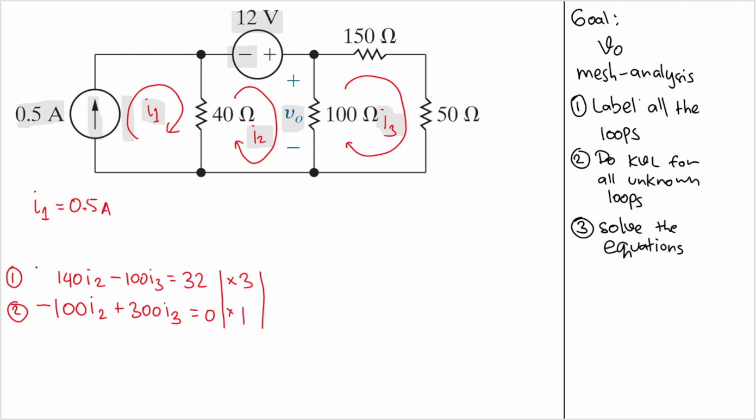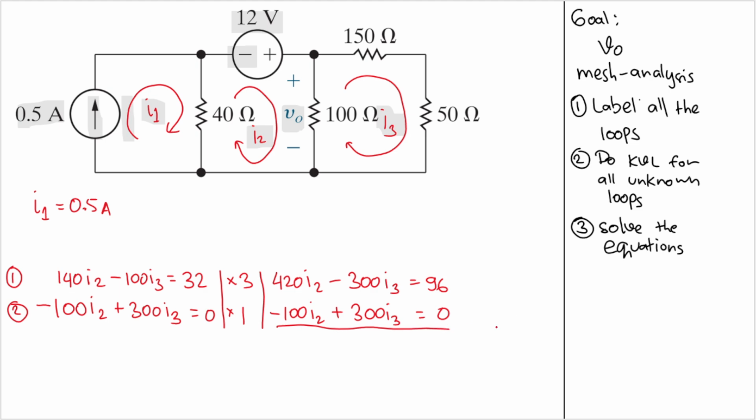Okay. 140 multiplied by 3, that will be 420 of I2, and then minus 300 I3. And then I will have 96, I think, here. Okay. And then we will have minus 100 I2, and then plus 300 I3, right? So 300 I3, and all of that will equal to 0. Good.